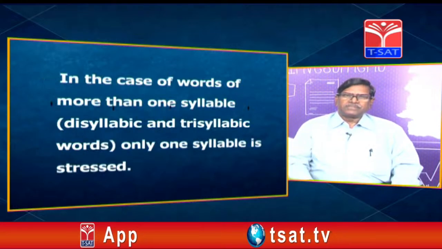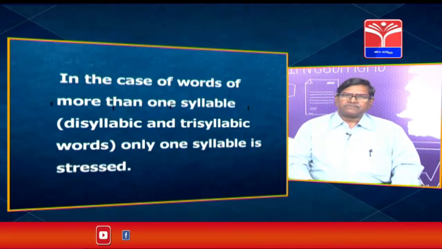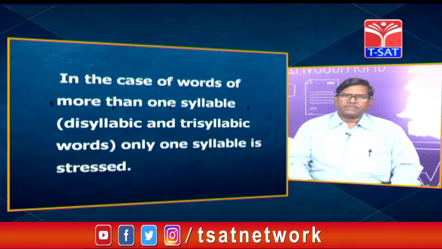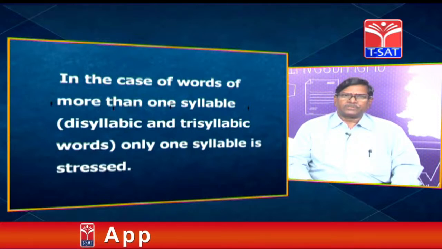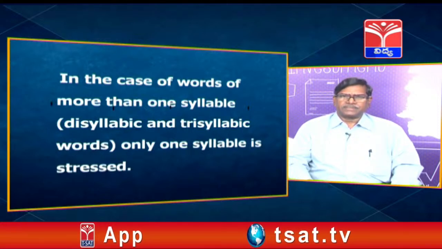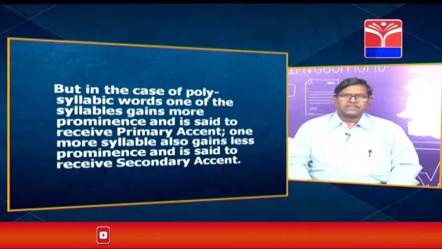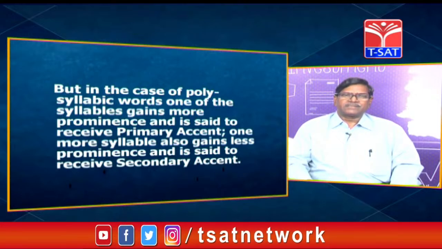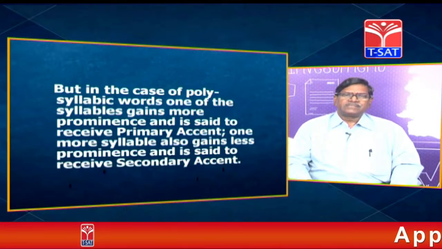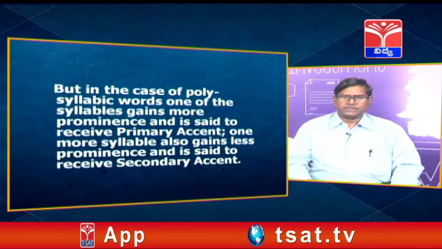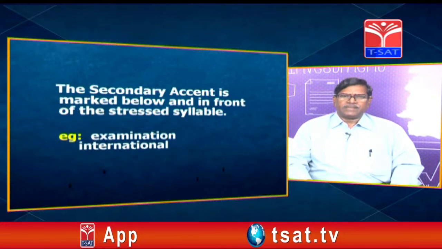But in the case of polysyllabic words, that means words containing more than two syllables, they are called polysyllabic words. One of the syllables gains more prominence and is said to receive primary accent, and one more syllable gains less prominence and is said to receive secondary accent. The secondary accent is marked below and in front of the stressed syllable. See, for instance, examination.